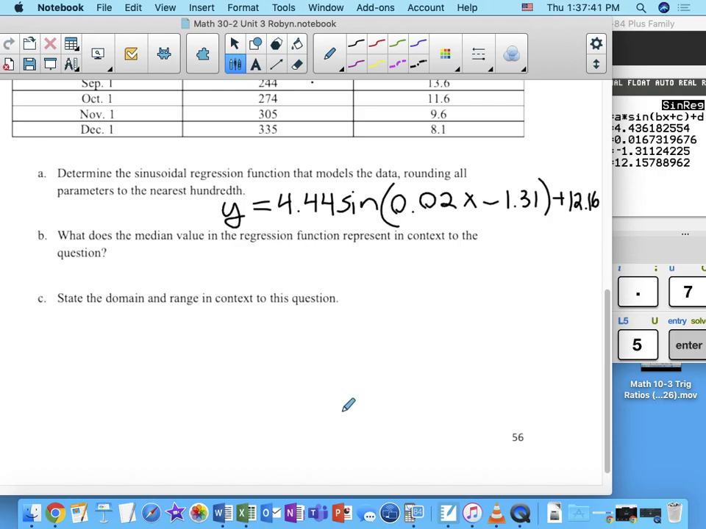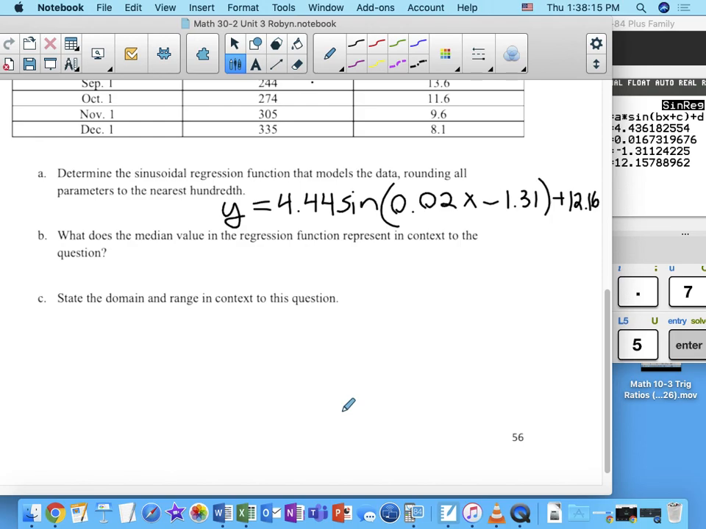What are the y values? What do they represent? What does the y column represent? Yeah. Hours of sunlight in the day. So the middle value of the hours of sunlight in the day is 12.16. Relate that to the context. What does that mean in the context?